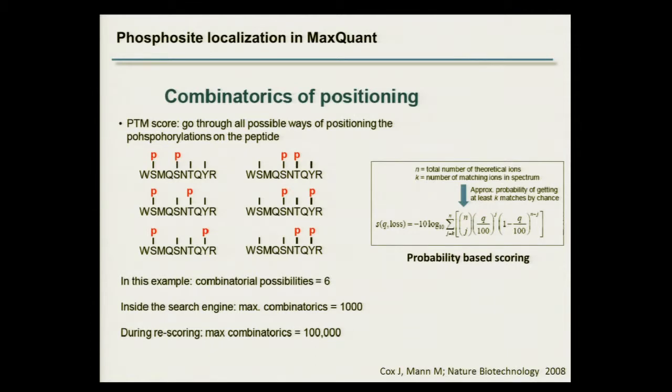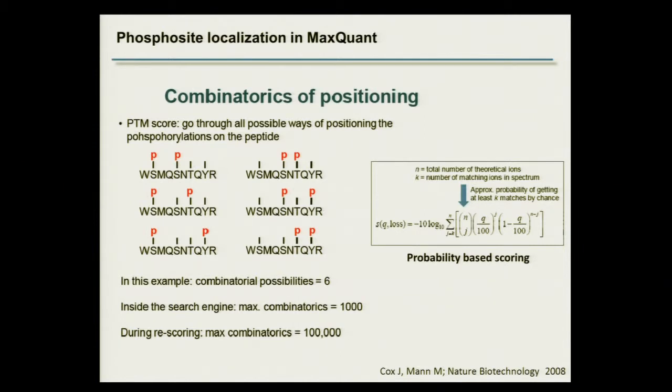Another problem with post-translational modification analysis is to localize the sites, as Carl explained to you yesterday already. In this slide, I show you how MaxQuant takes care of this problem. If you have, for example, 2 phosphorylation sites on one peptide, there are multiple different possibilities where those can be localized. And not for all of those peptides do we have enough sequence coverage with fragment ions to be able to tell where those sites are localized.